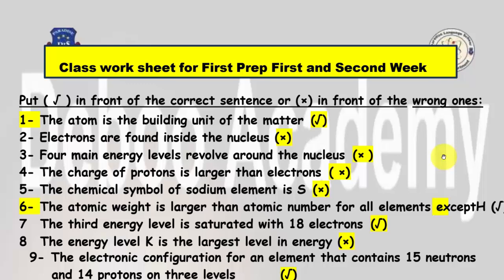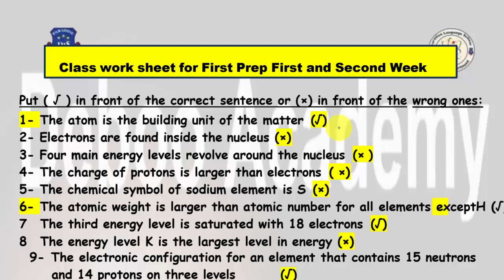Students of first prep, in the revision of science lessons 1, 2 and 3 from the ministry performances. Firstly, we begin with the classwork sheet from the first and second week. First, put right or wrong in front of the correct answer.